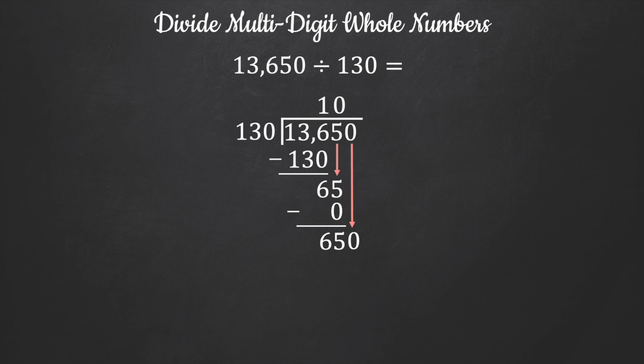So we're going to go ahead and bring down the next digit, which is 0. So now we ask ourselves, how many times does 130 go into 650? And it goes into it 5 times because 130 times 5 is equal to 650. So we're going to go ahead and subtract. 650 minus 650 is equal to 0, and that means we do not have a remainder. So 13,650 divided by 130 is equal to 105.